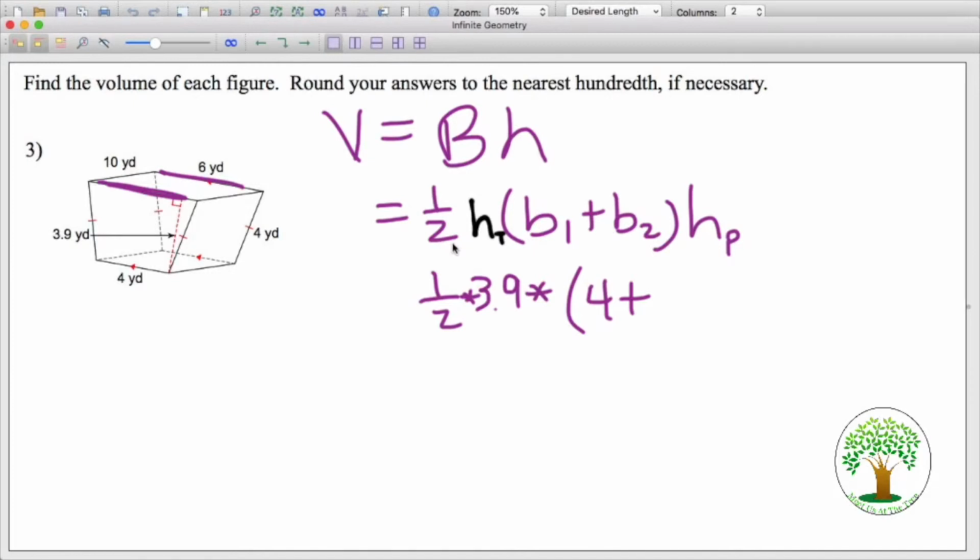All right, so 6. And the height of the entire prism. Is that 10? It is 10. Do you understand how it's 10, Amy? Yeah. Okay. All right. So put that into your calculator. We'll get it confirmed.